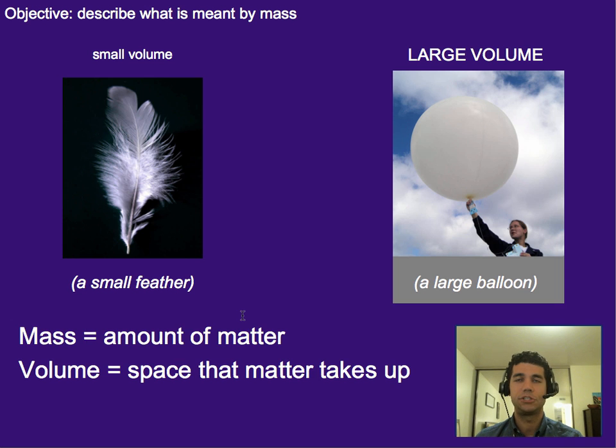If instead we wanted to compare volume, we could look at, again, this small feather. It doesn't take up a whole lot of space, but if we look at a larger balloon, it takes up a significantly larger amount of space. If we were to try and put balloons in a room, we couldn't fit nearly as many of these as we could feathers in a single room, because these each take up significantly more space. So that's what mass is versus volume.